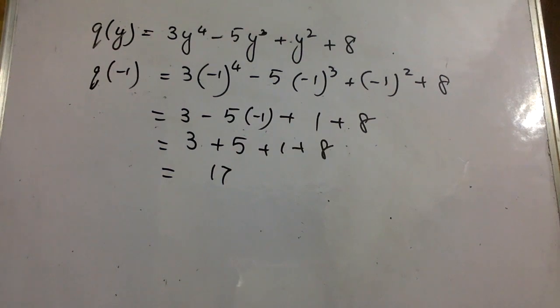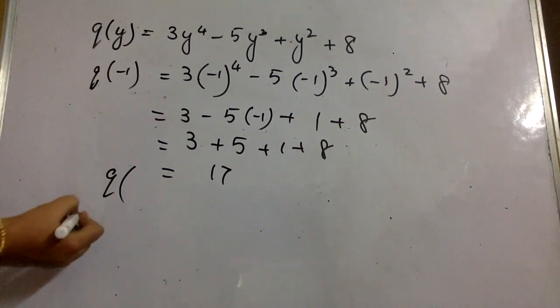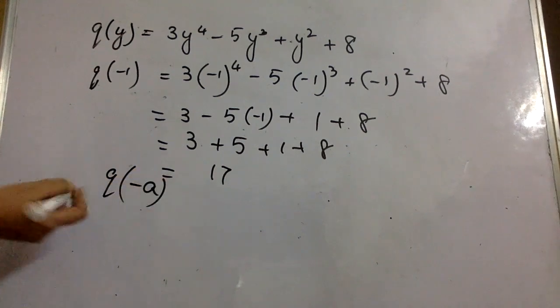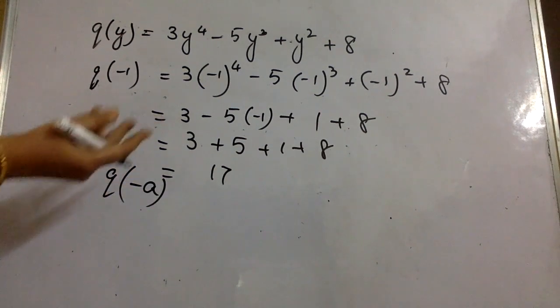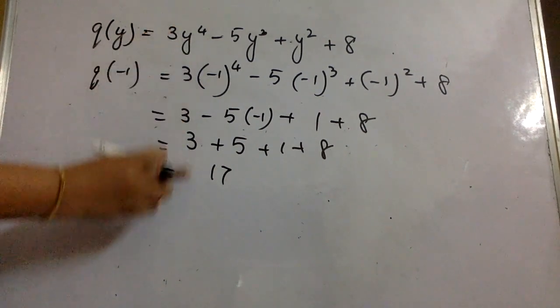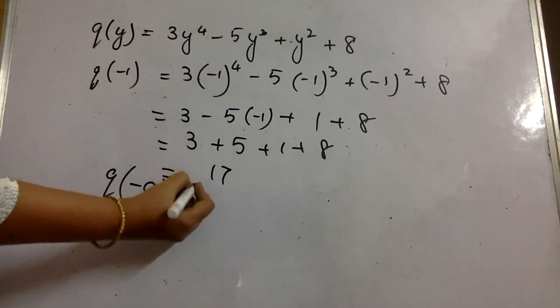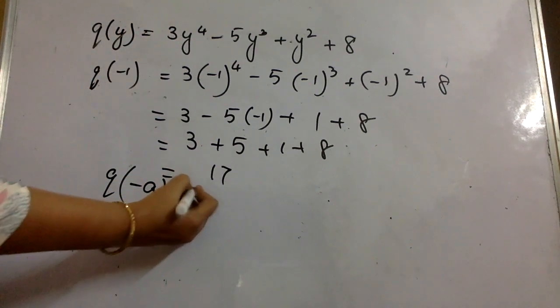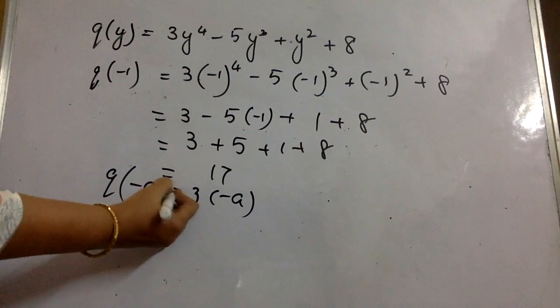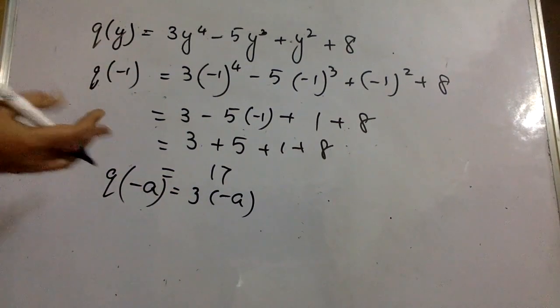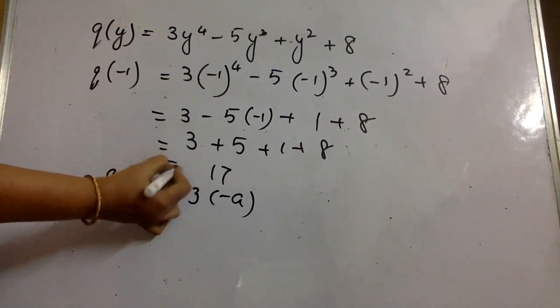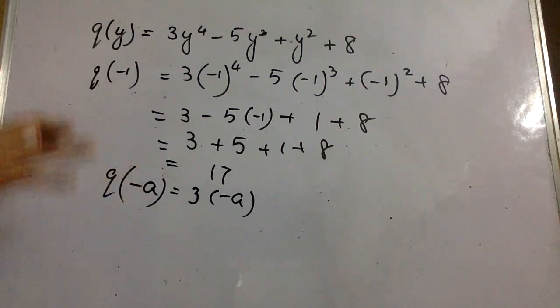Now, sometimes just to confuse, just to test your understanding, just to test your concept, they can even ask q of minus a. What do you do? Everywhere, wherever there is a y, put a minus a. Okay, and it becomes like this: 3 minus a, and your final answer is in a only, because you don't know the actual value of a. So you have to leave your final answer in a.